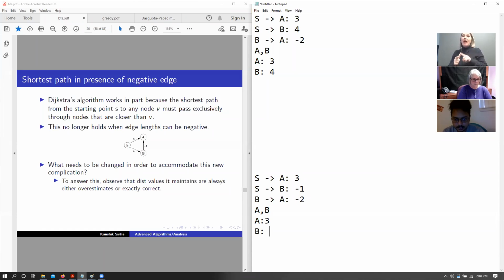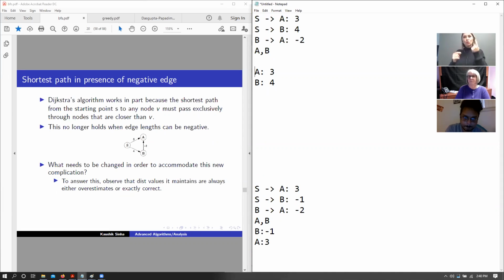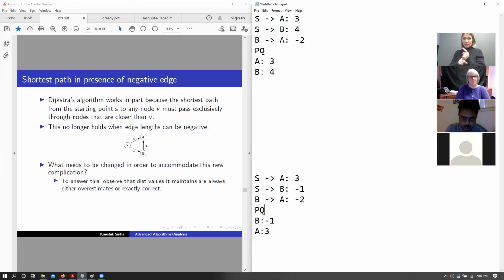And from S to B, I get a distance of -1, right? And since it's a priority queue, this gets automatically sorted, so B equals -1 gets there first, and then we have A is 3. And then we have A equals 3 and B equals 4 for this particular graph here, right? So up to now, is everyone clear up to here? So this is what the priority queue would look like so far, for both of these vertices. Any confusion so far?